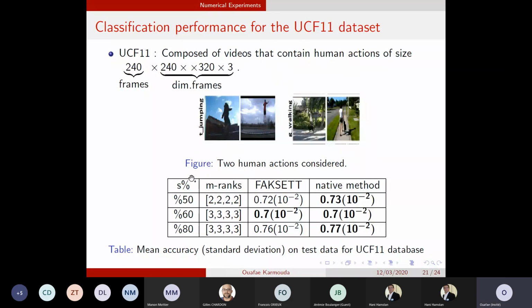and we vary the percentage of training sets and the multilinear ranks to compute the higher order singular value decomposition for the native method. And here we compare the classification accuracy between FAKSETT and the native method. So what we remark in this table is that the FAKSETT method can reach very close accuracy scores, like the native method.